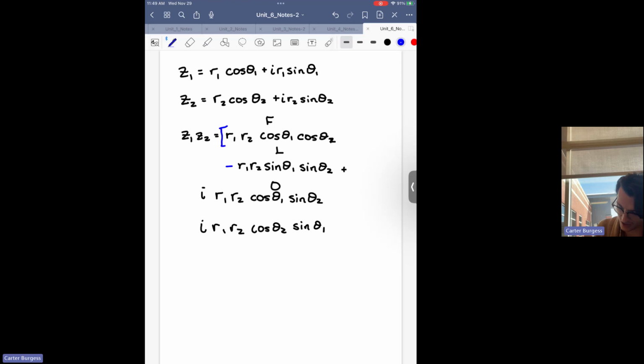And so if we look a little bit deliberately at what I have boxed, R1, R2, cosine of theta 1, cosine of theta 2, minus sine of theta 1, sine of theta 2. Cosine of an angle times cosine of a different angle minus sine of an angle, sine of that different angle. That's our cosine sum formula. This is the same. We're almost done.